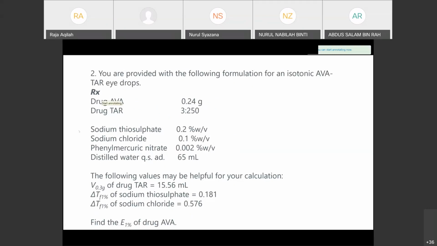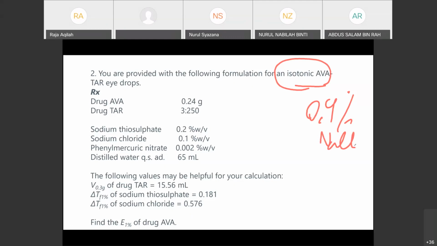You remember the acceptance based on the sodium equivalent method. And over here I give you the hint that it is isotonic. When it's isotonic, you know that it must be equivalent to 0.9% of sodium chloride. So this is the basic rule you should always know. Again here I tell you this formulation is isotonic. I want you to find the E1% of the drug AVA.